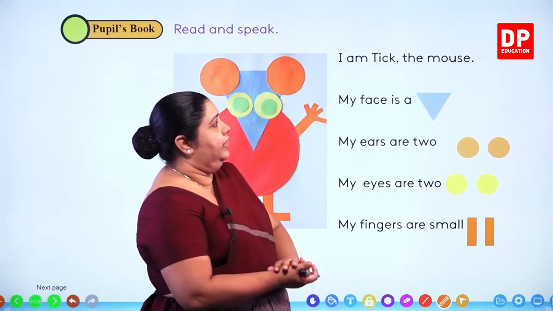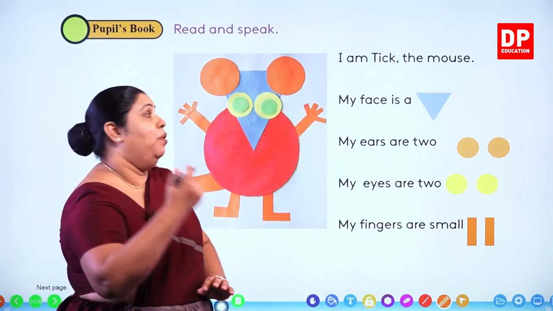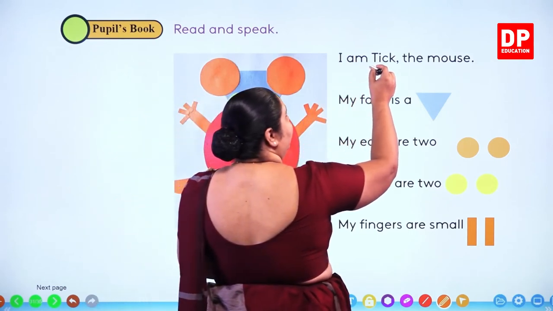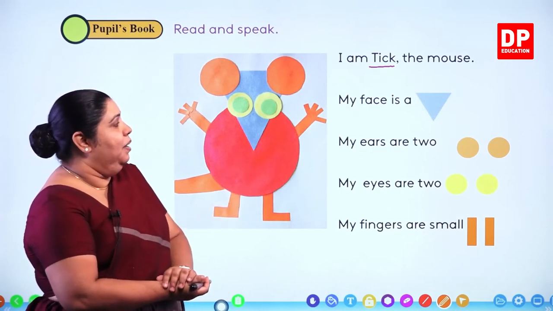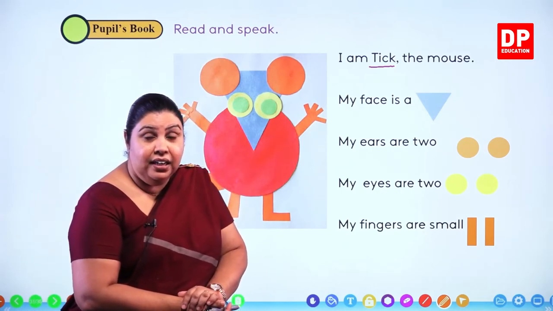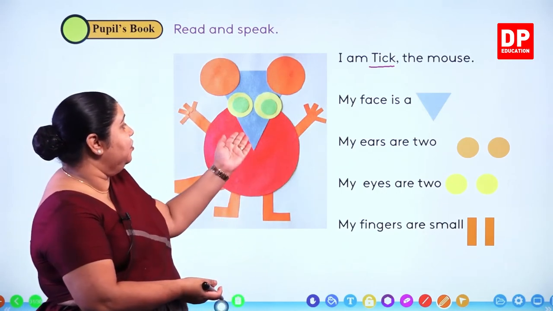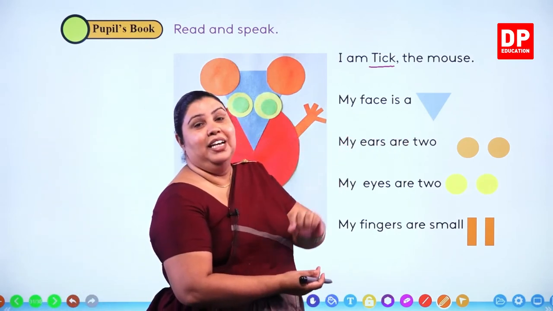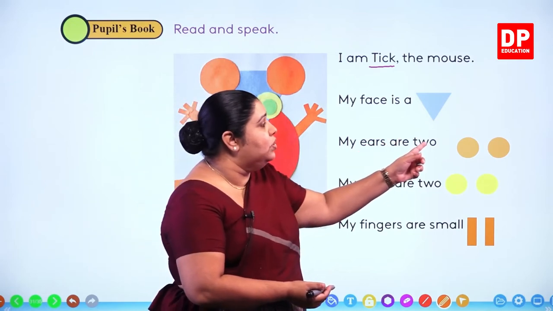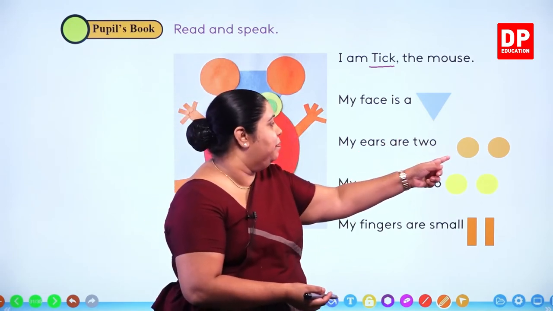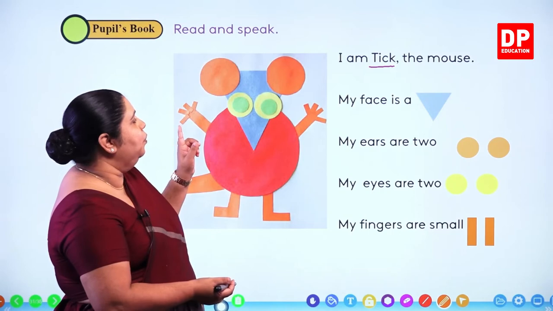I am Tick the mouse. What is the name of this little mouse? Tick. I am Tick the mouse. It is a mouse. My face is a what? My face is a triangle. Here see. My face is a triangle. My ears are two circles. What is this shape? My ears are two circles.